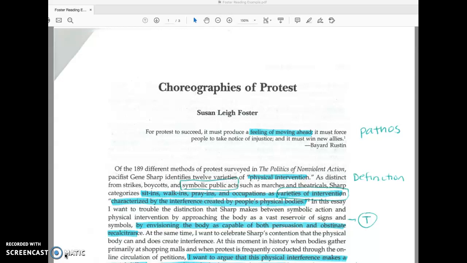As you can see on the screen, I am using the reading from this week, Susan Lee Foster's Choreographies of Protest. I am only going to show you the first 3 pages of my annotations on her article, but it's supposed to help you understand what to be looking for and how to focus in on her ideas and not get bogged down in kind of the jargon or the lengthiness of it.